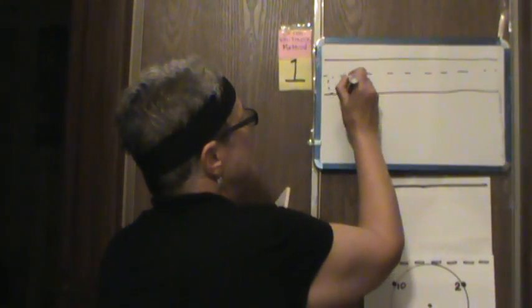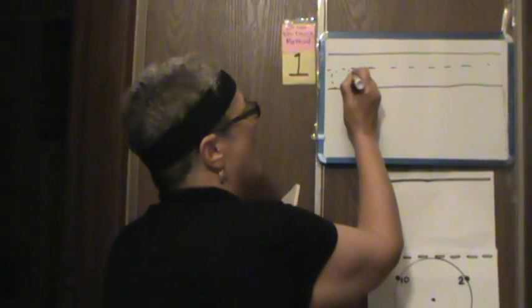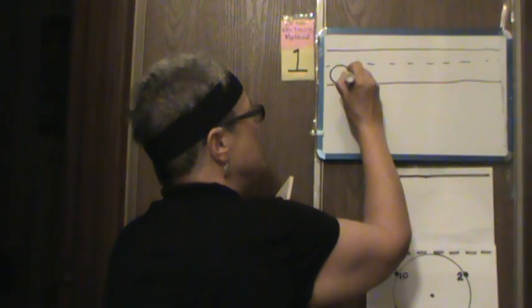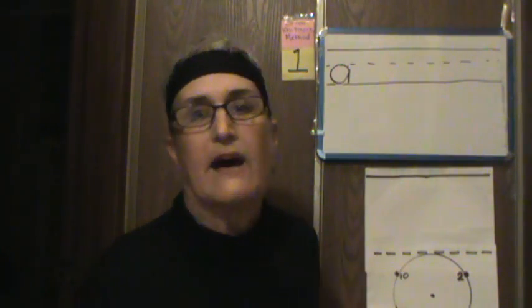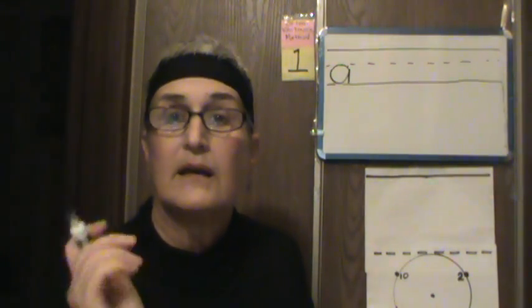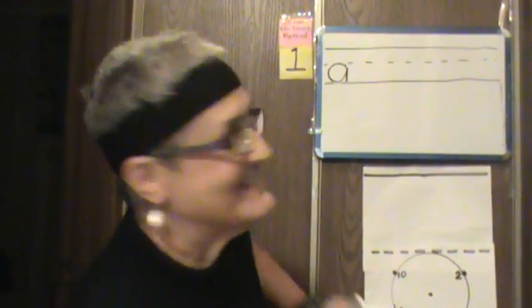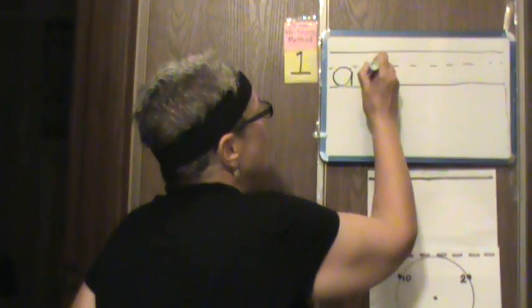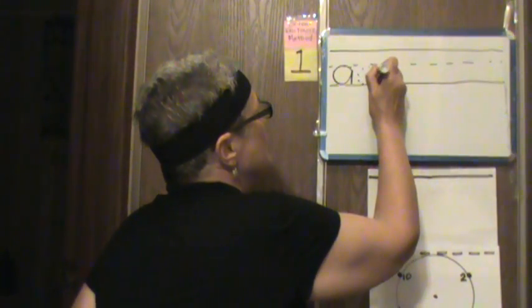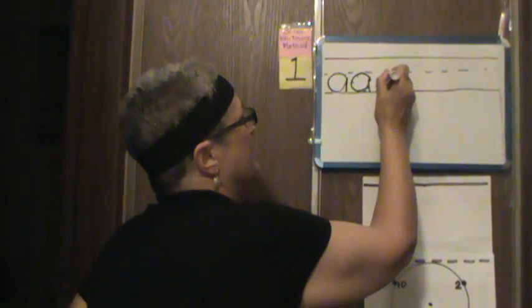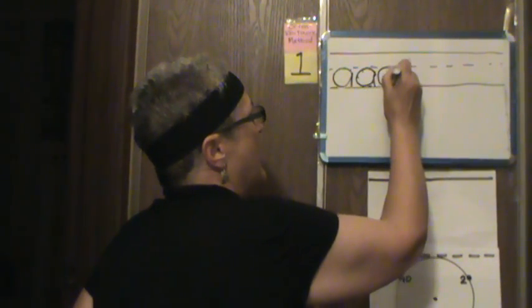Here's our clock face. We start at 2 on the clock, go up to the dotted line, curve around, go up to the 2, and bring our line straight down. A, aw. Hear it, see it, say it, write it. Clock face, 2 on the clock, a, aw.